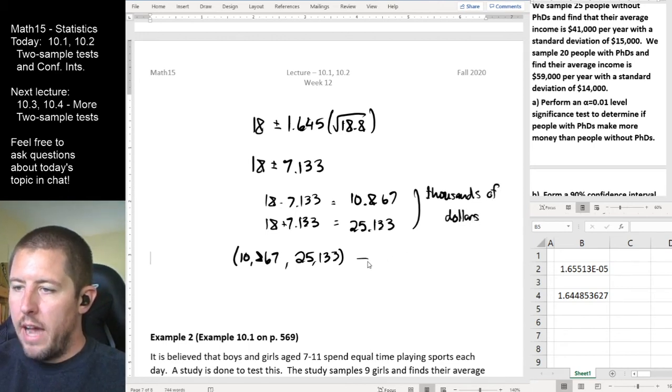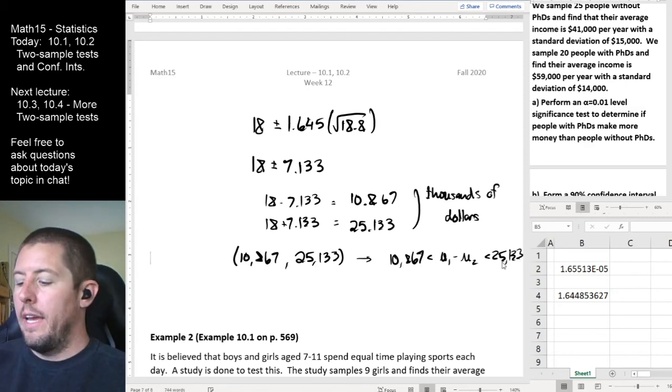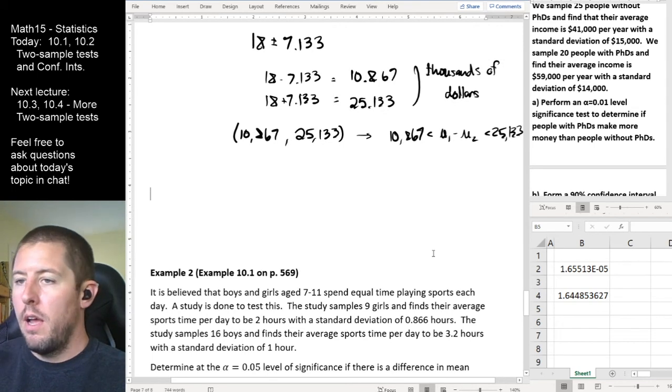Or, as you guys have been seeing, we could be writing this as 10,867 is less than mu1 minus mu2 is less than 25,133. So in words now, we can form our conclusion for our confidence interval here.